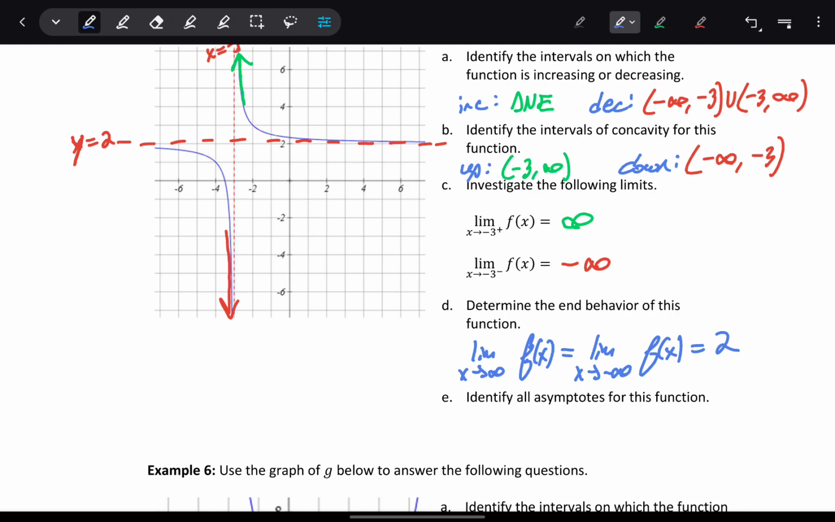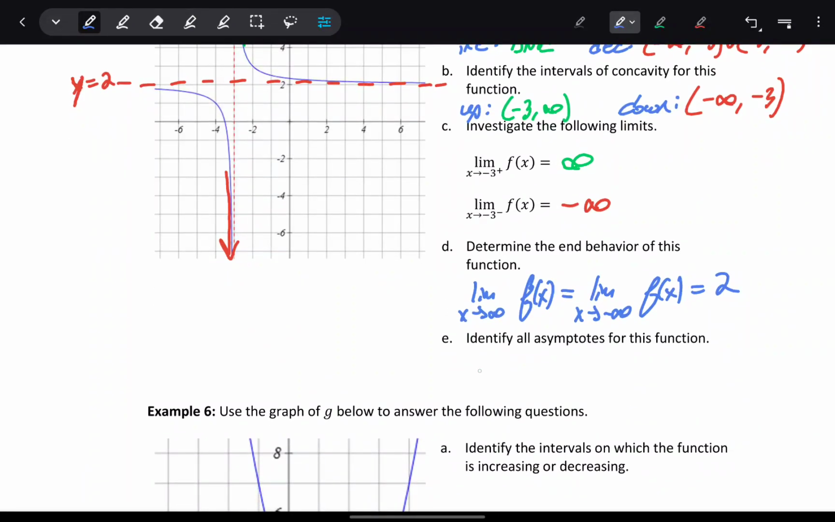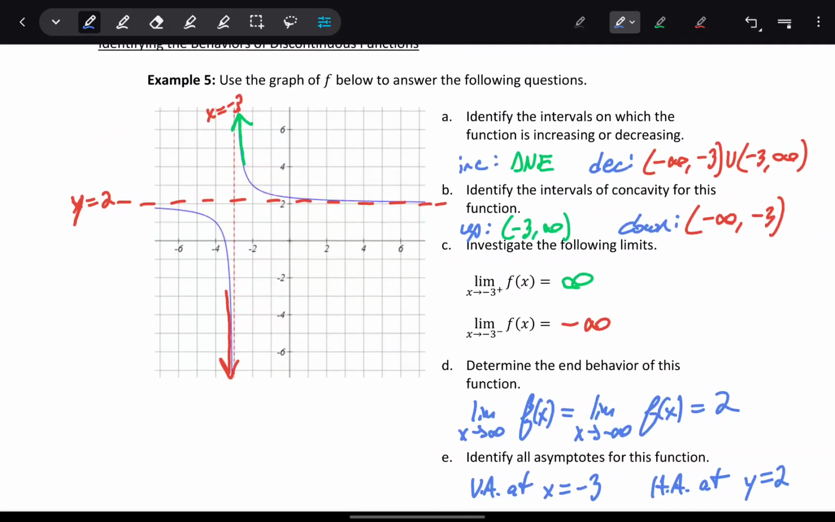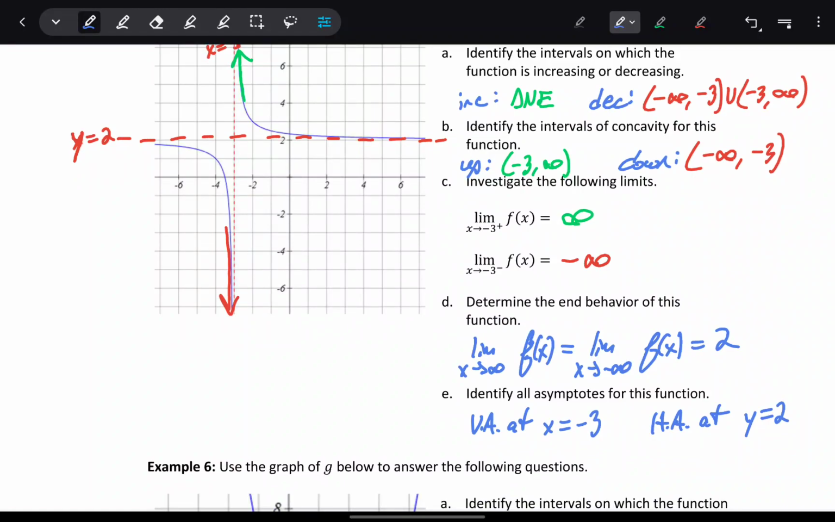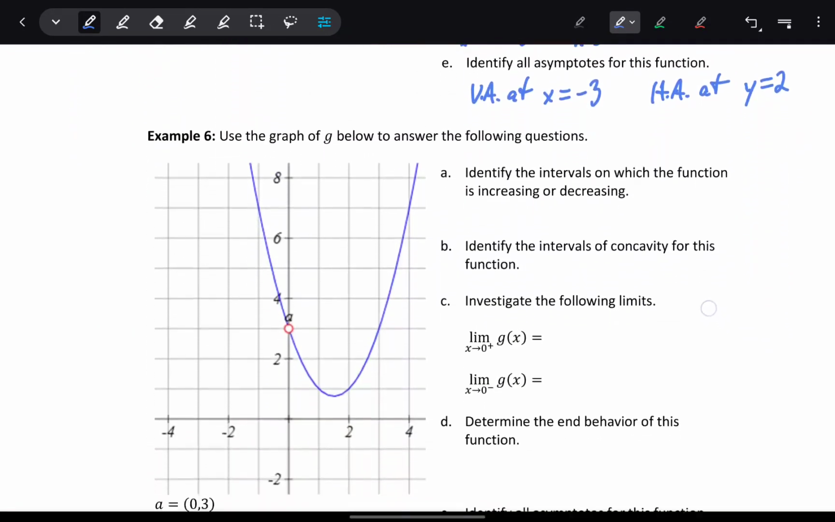And then either from looking at the graph or understanding the information that we've established in parts C and D, we know that we have a vertical asymptote at x equals negative 3 and a horizontal asymptote at y equals 2. So keep in mind we're building up to the idea of being able to take the information to construct the graph. So we want to note how these ideas relate, how the picture relates to the numerical information, the limit-based information, to understand where we have those asymptotes occurring.